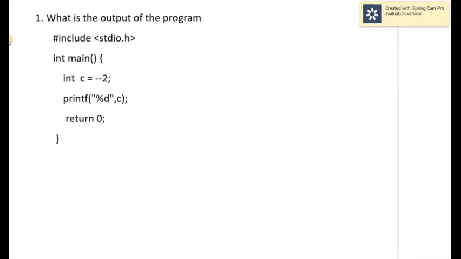Everyone. Today we'll discuss some problems on operators which are most frequently asked questions in placements.